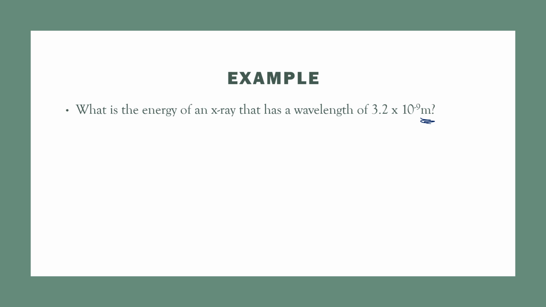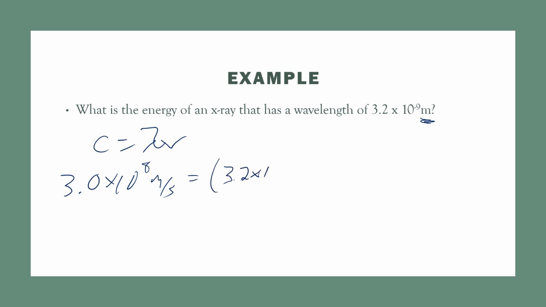So the first thing I want to do is use c equals lambda v. So c is the speed of light, 3.0 times 10 to the 8th, and that's in meters per second, which is why your wavelength needs to be in meters as well. Your wavelength is 3.2 times 10 to the negative 9th meters, and we're going to solve for the frequency, and so frequency, when you divide that, is 9.4 times 10 to the 16th.